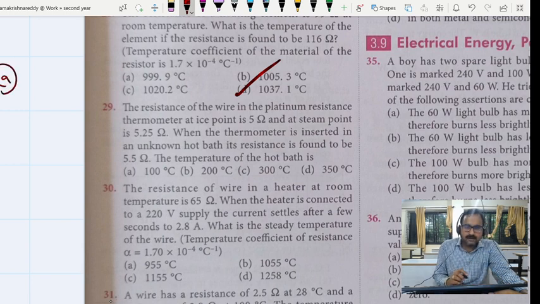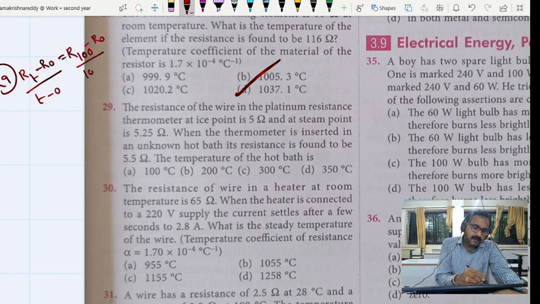It is also very simple. See the formula for that. RT minus R naught, actually you get this in the platinum resistance thermometer concept. First you are studying it in mechanical properties of liquids, after that the next chapter, thermal properties of matter. There only we study it at the start after the temperature scales. RT minus R naught divided by T minus 0 is equal to R100 minus R naught divided by 100 minus 0. Substitute the values there.